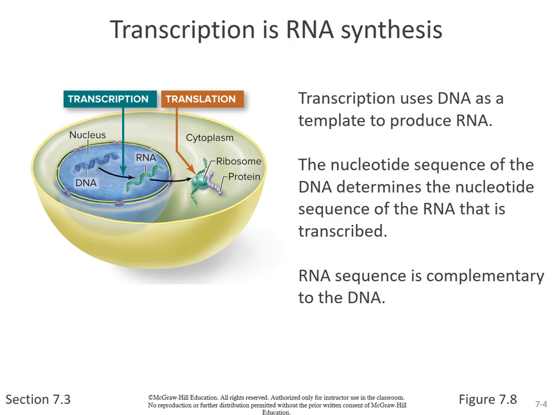Transcription is also considered RNA synthesis, the creation of RNA. Transcription uses DNA as a template to produce the RNA molecule. The nucleotide sequence, the adenine, cytosine, guanine, thymine nucleotides in the DNA, will determine the nucleotide sequence of the RNA as it is transcribed. Much like when a DNA molecule is replicated, it's very similar in how an RNA molecule is created from one of the templates of the DNA. And we'll show more descriptive pictures.